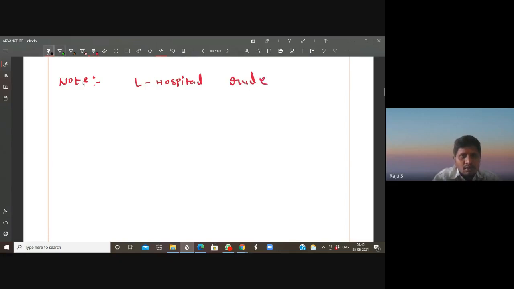Yes, students, anyone? So limit x tends to a of f of x by g of x. Two functions are there, numerator and denominator. We get an undefined form. Undefined in the sense that if we are getting 0 by 0 after substituting the limit, that is, substituting a in place of x, f of a by g of a. If we are getting the form 0 by 0, then we can apply the L'Hopital rule.